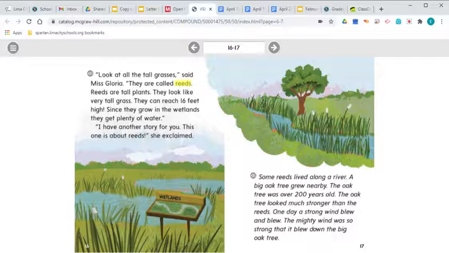Some reeds lived along a river. A big oak tree grew nearby. The oak tree was over 200 years old. The oak tree looked much stronger than the reeds. One day, a strong wind blew and blew. The mighty wind was so strong that it blew down the big oak tree.